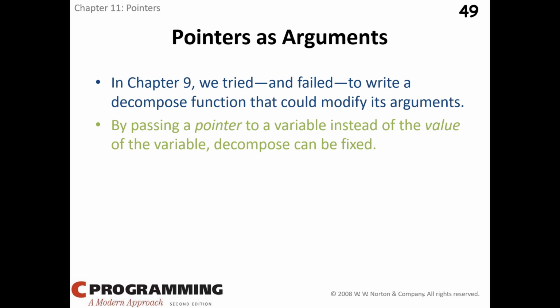So in chapter 9, we encountered a challenge while attempting to create a decomposed function that could alter its arguments directly. However, by passing a pointer to a variable instead of the variable's value itself, we can overcome this limitation and rectify the issue with the decomposed function. Now, let's delve deeper into this concept.